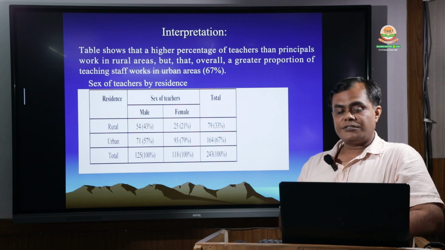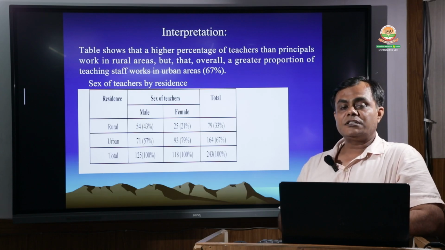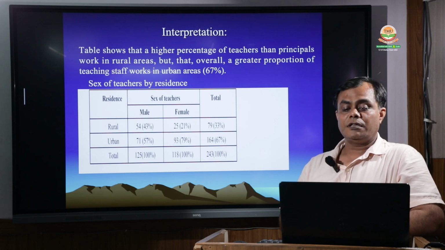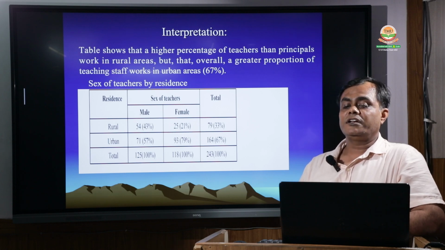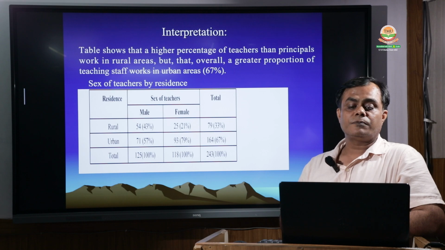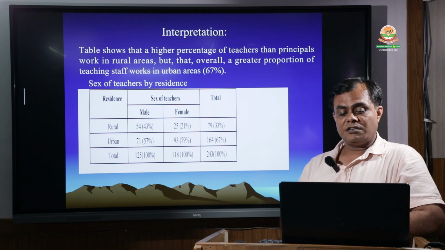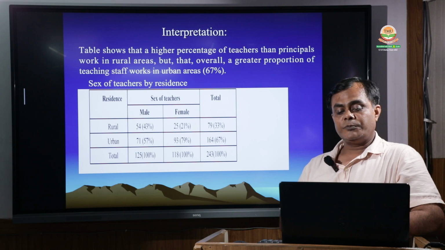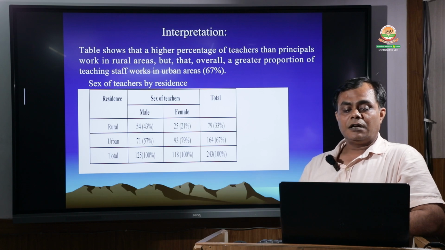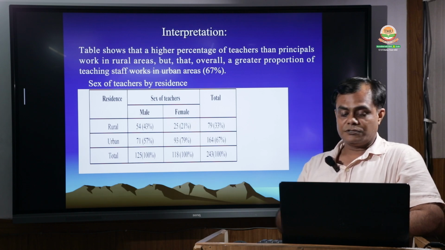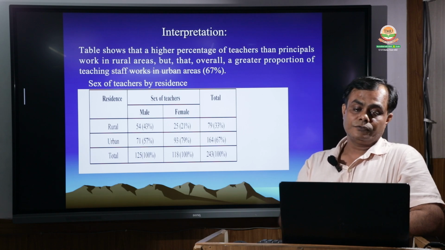Next is the interpretation. The table shows that a higher percentage of the teachers than the principals work in the rural area, but overall a greater proportion of the teaching staff work in the urban area. By this we can understand the rural and urban comparison, that there is a greater proportion in the urban area than the rural area, and also the genders of the teachers by rural or urban residence.